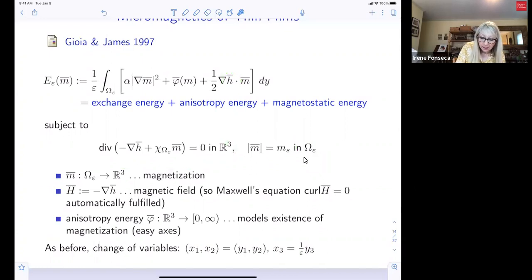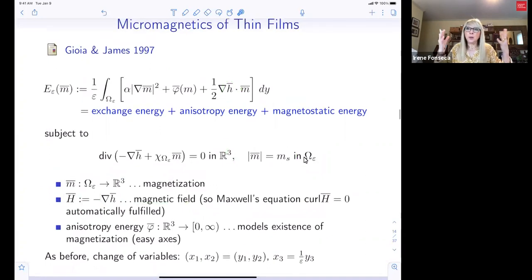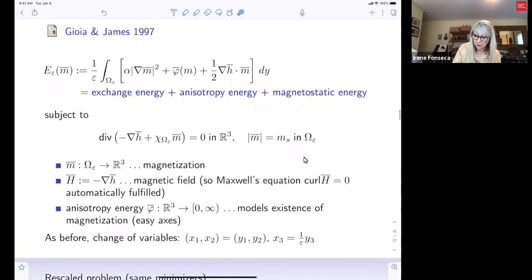Okay, so this has a name. The gradient of this H bar is called the magnetic field. So we have Maxwell's equations that are satisfied, which is the curl should be 0. And you ask the same question. So this is set on a domain whose thickness is going to go to 0. So what is the limiting energy? You're going to follow the same idea, change variables like so, so that it has now thickness 1.